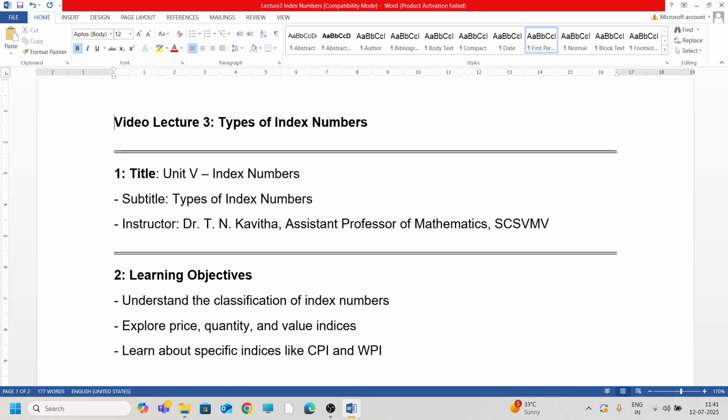I am Dr. Kavitha. In this session we will discuss the different types of index numbers and understand the role each plays in economic and statistical analysis.